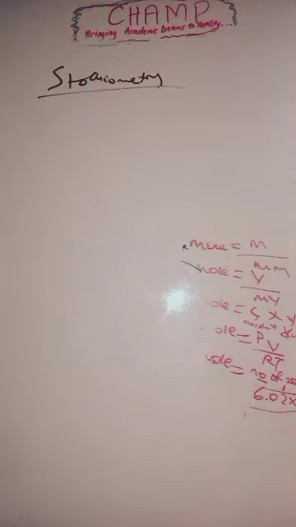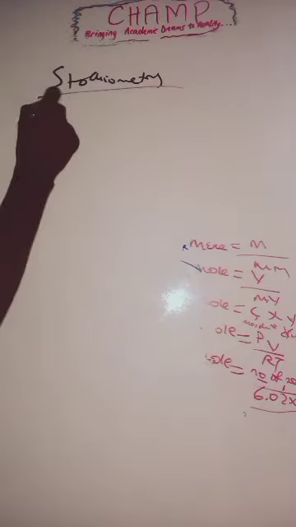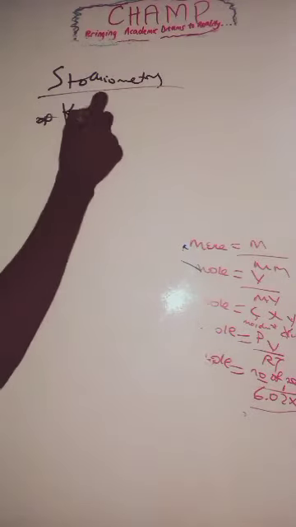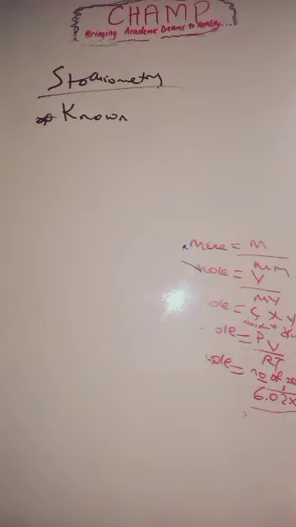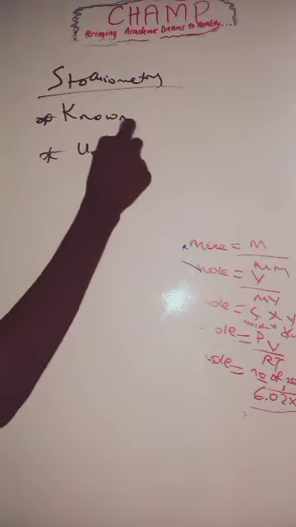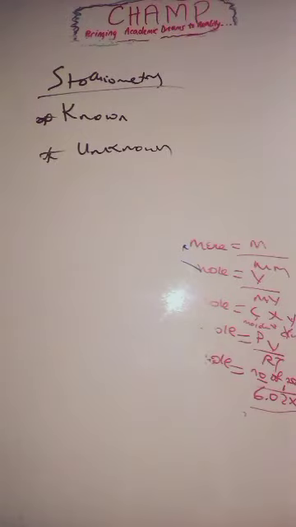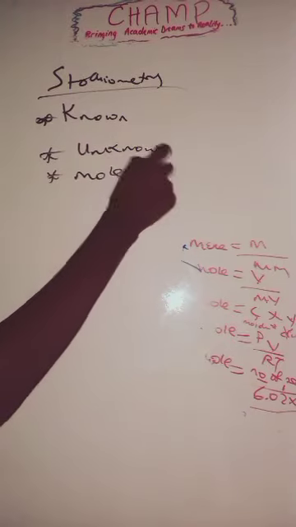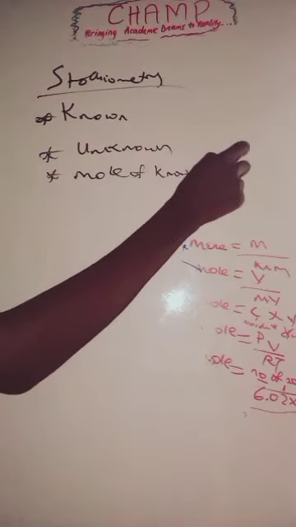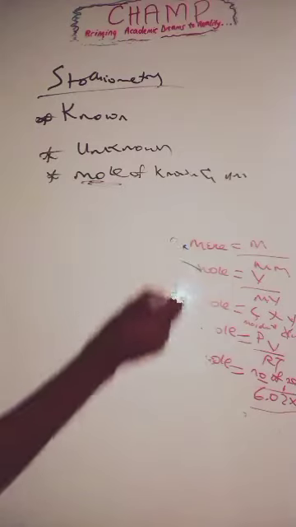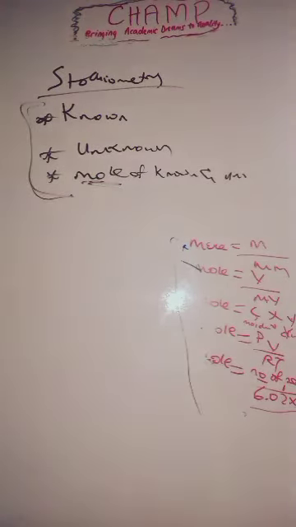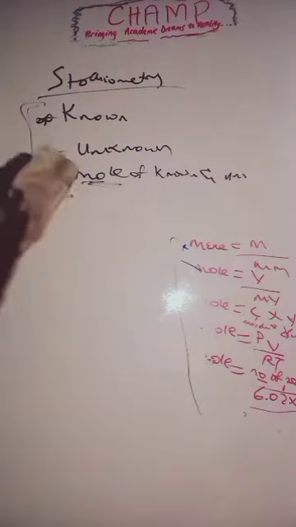Before we move into this next part, there are some things you need to know to be able to solve questions on stoichiometry really well. You must know your what? Your known. When you are given a question, identify your known. Which one is given? Identify your unknown. Which one is not given? Which one are you to find? Then find the mole of your known and unknown. How do you get the mole of your known and unknown? You can use any of these formulas. Once these three things are done, you will get your answer straight up. Let's move on now.